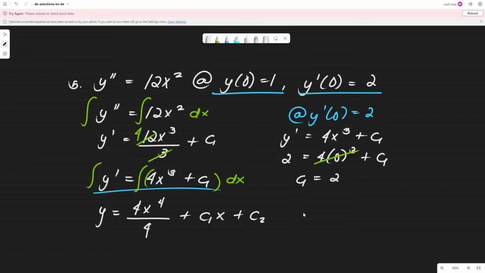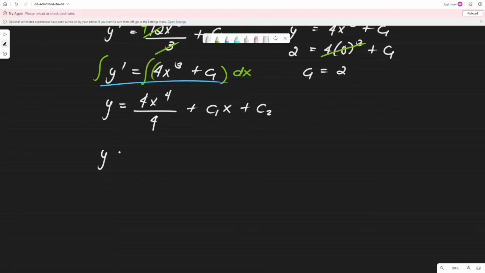So, we can substitute. So, we have y is equal to, by the way, cancel na to, x to the 4th plus 2x, kasi that's the value of c1, then plus c2. This is the only time that we can solve for c2.